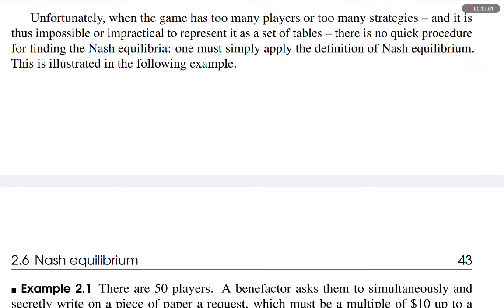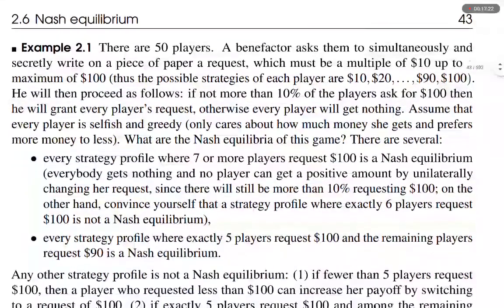Unfortunately, when the game has too many players or too many strategies, it is impossible or impractical to represent it as a set of tables. There is no quick procedure for finding the Nash equilibria. One must simply apply the definition of Nash equilibrium. This is illustrated in the following example.